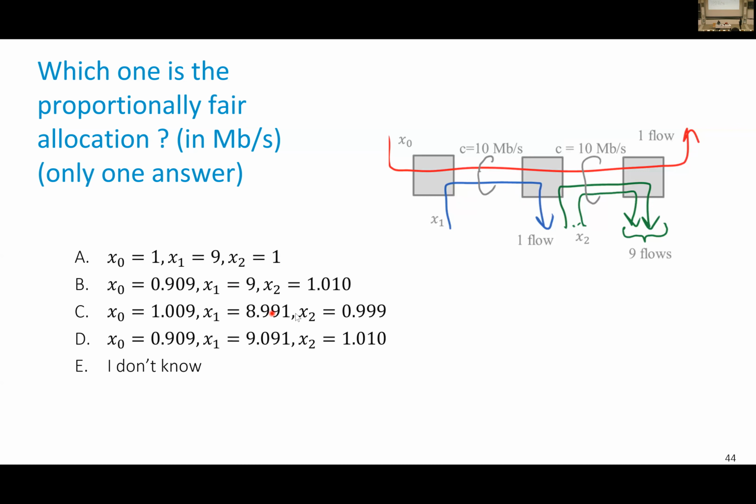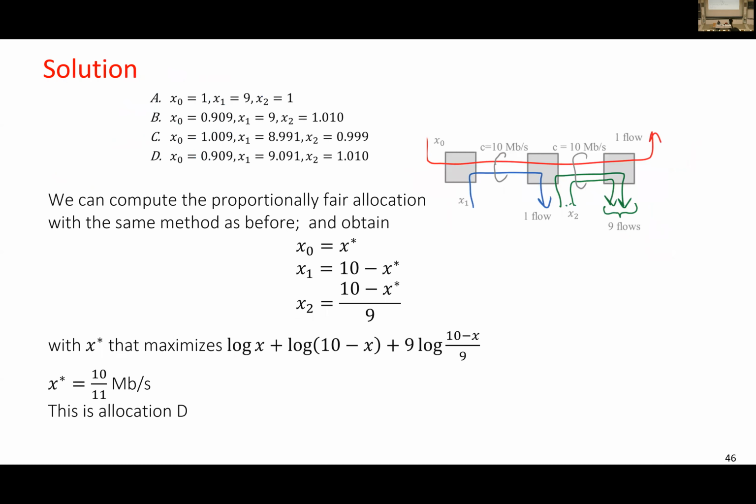Now, how about this one? Well, this one is deviating from the original by giving more to x0. And what we wanted by being proportionally fair is probably to give less to x0, because x0 is using 2 links instead of 1 like the others are here. So the only plausible one is D, which is the correct answer. But let's see how we can prove this.